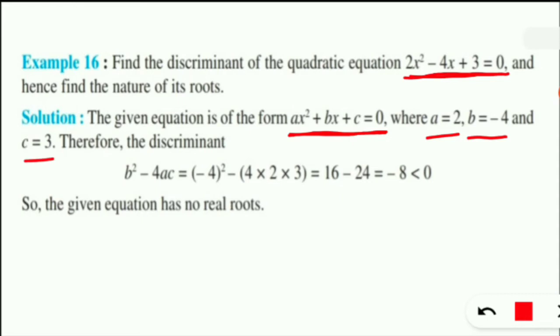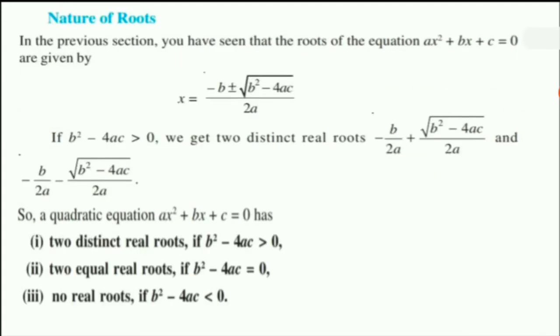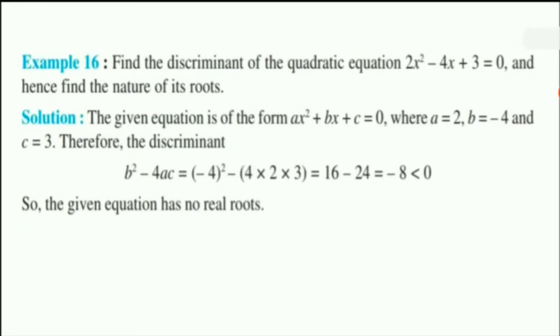Therefore discriminant equals b square minus 4ac. So b equals minus 4, so minus 4 square, minus 4 into a, which is 2, and c, which is 3. That means 16 minus 24, that is minus 8, which is less than 0. Clear? So for less than 0, the given equation has no real roots, because if b square minus 4ac is less than 0, that means no real roots. Since here it is minus 8, which is less than 0, the given equation has no real roots.